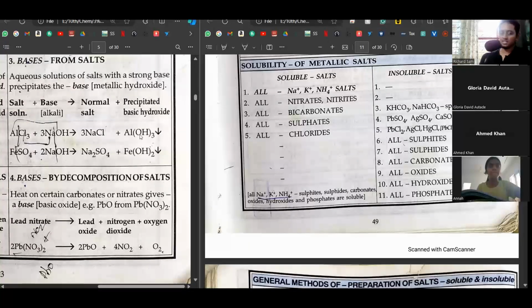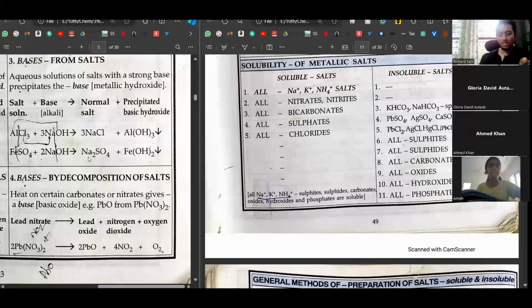Next, aluminum hydroxide, soluble or insoluble? How do we know? Here, hydroxides. All hydroxides are insoluble, except if it was sodium, potassium, or ammonium hydroxide. You understand that? So you need to know which salts are soluble and insoluble for all these reactions. Okay? There's an easy way to learn, which I will teach you. Now, same way, we have the next example also here.